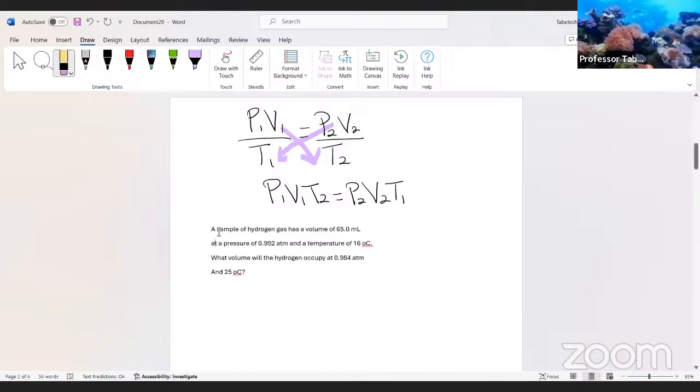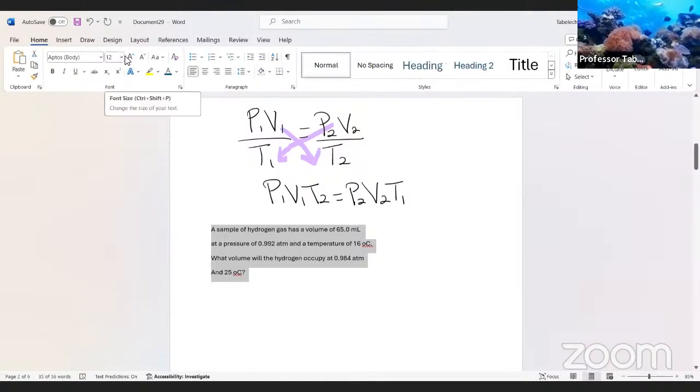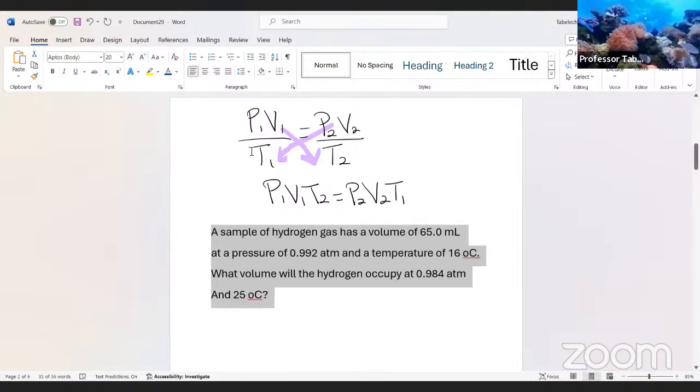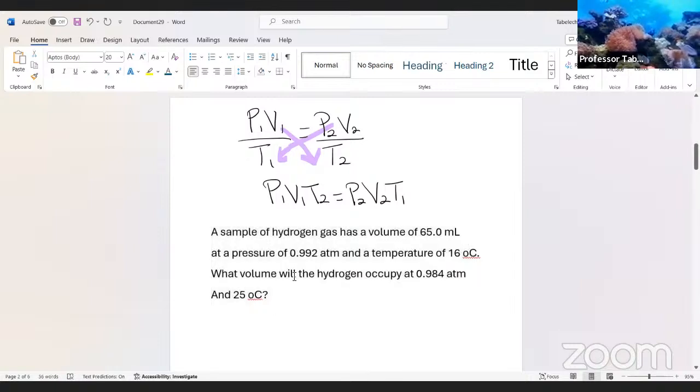So right here, again, here's your problem. I'm going to expand this so you guys can see it, so you all can pick out the notes and things that we need in order to solve this problem. A sample of hydrogen gas has a volume of 65.0 milliliters at a pressure of 0.992 atm and a temperature of 16 degrees Celsius. What volume will the hydrogen occupy at 0.984 atm and 25 degrees Celsius?